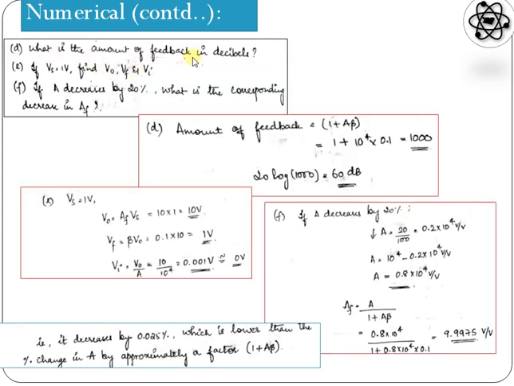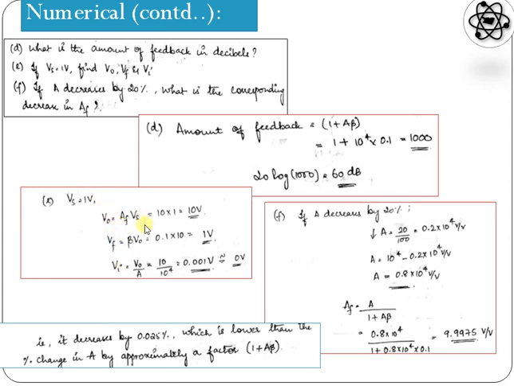Part D of the question says to compute the amount of feedback in decibels. The amount of feedback is given as 1 plus A beta. So substituting, you get it as 1000. In decibels, when you want to compute, it should be 20 log of 1000, which will be equal to 60 dB.